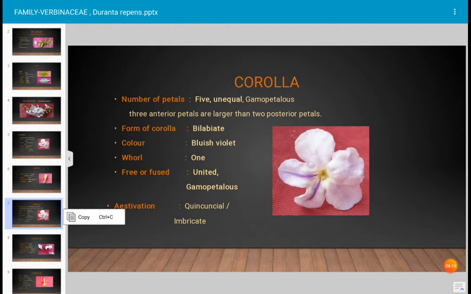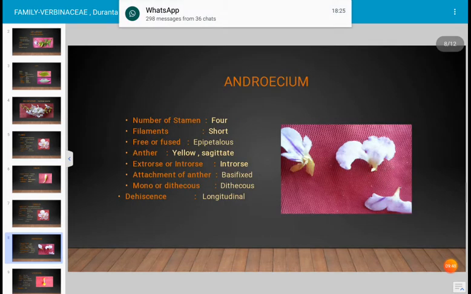Color is bluish violet or pinkish violet, and the petals are arranged in one whorl. Whorl of petal is 1, and the petals are united. Hence it is gamopetalous condition. Aestivation: in several books it is given as quincuncial or imbricate, but when the petals are united, it should be valvate aestivation. Next.